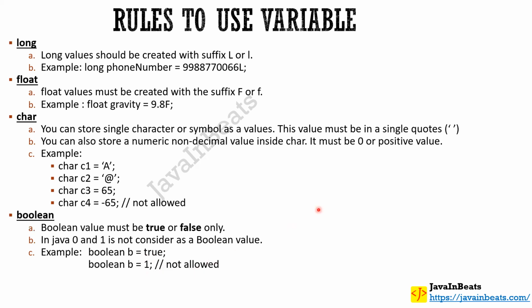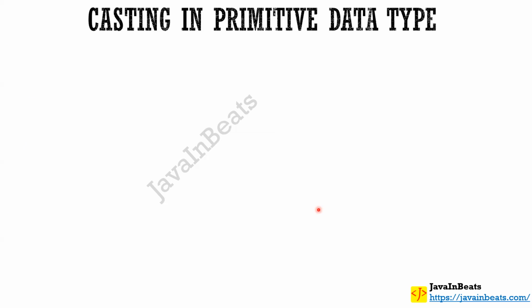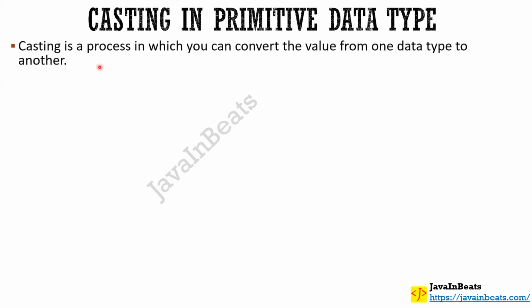When you create a variable, suppose you are performing a calculation, let's say you are multiplying two integer numbers, and their multiplication result goes into a long type, or its size gets into a long data type, then you will require casting. So casting is a process by which you can convert your value from one data type to another data type.